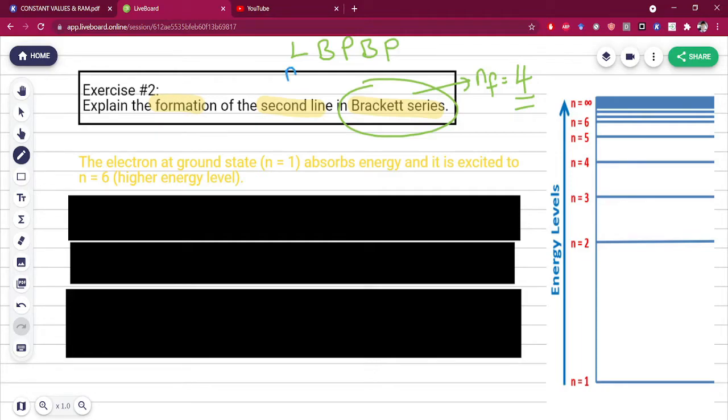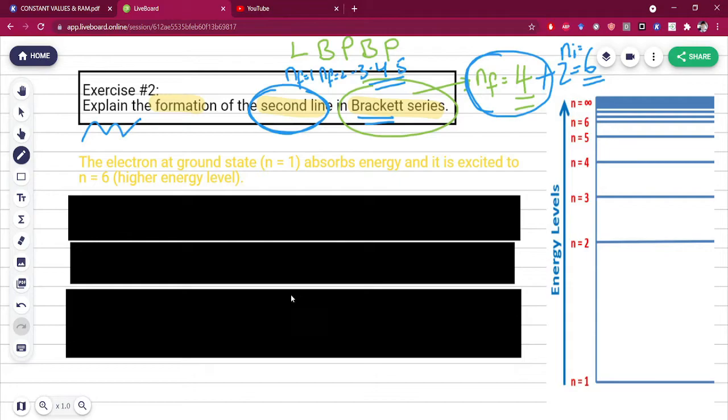For Lyman, n final equals 1; for Balmer, n final equals 2; Paschen is 3; Brackett is 4; and Pfund is 5. So in the Brackett series, n final is 4. When the n final is 4, if you want to explain the formation of the second line, you plus 2 and you get 6. So the n initial will be 6. That's why it will go up to 6.